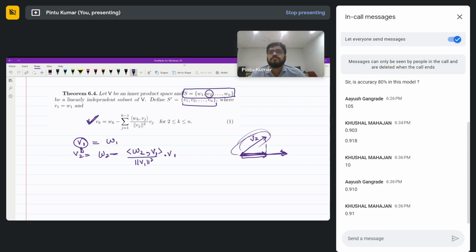So can you please explain it again? Okay, sure, I'll explain it. What did you do initially? For the first vector, you choose your first vector from the existing list, right?